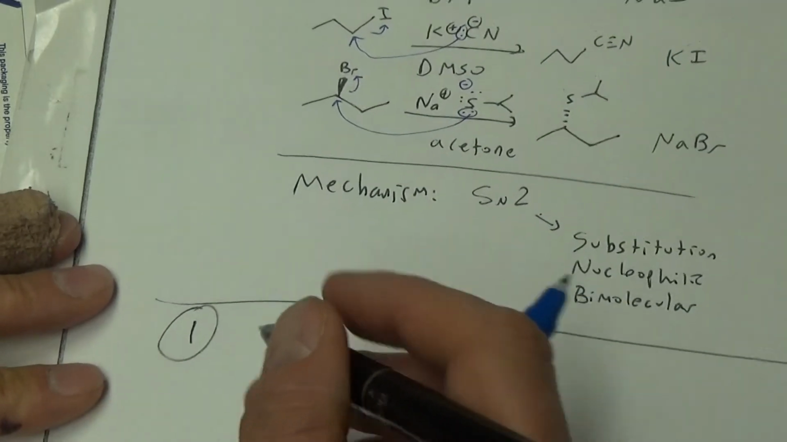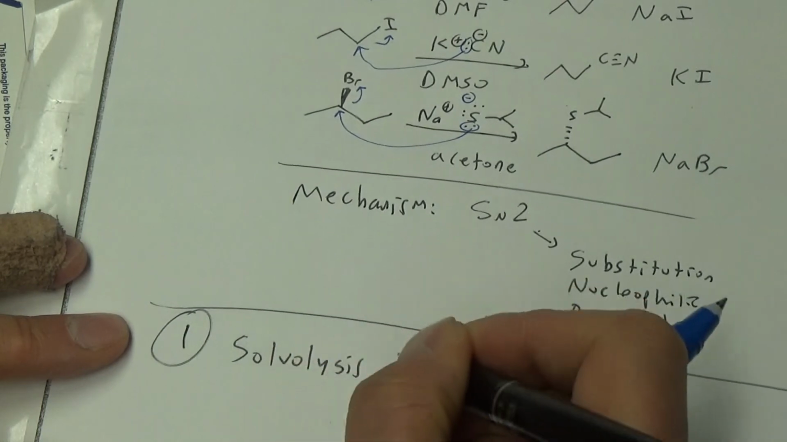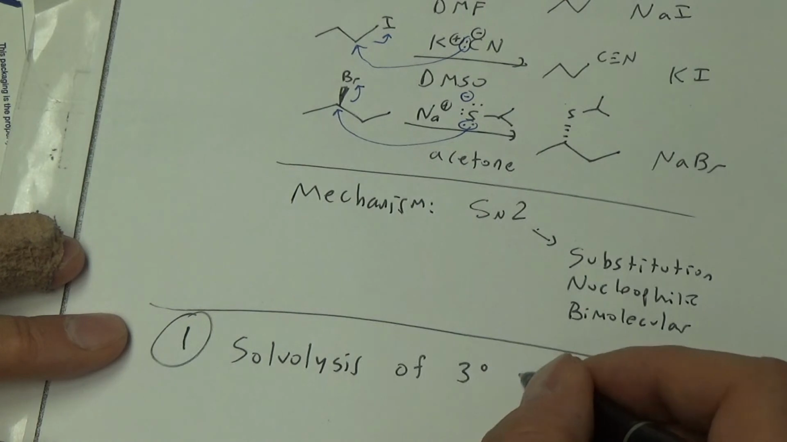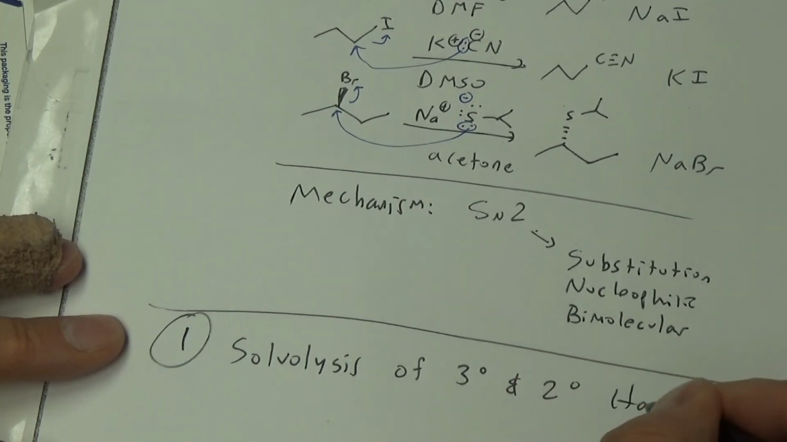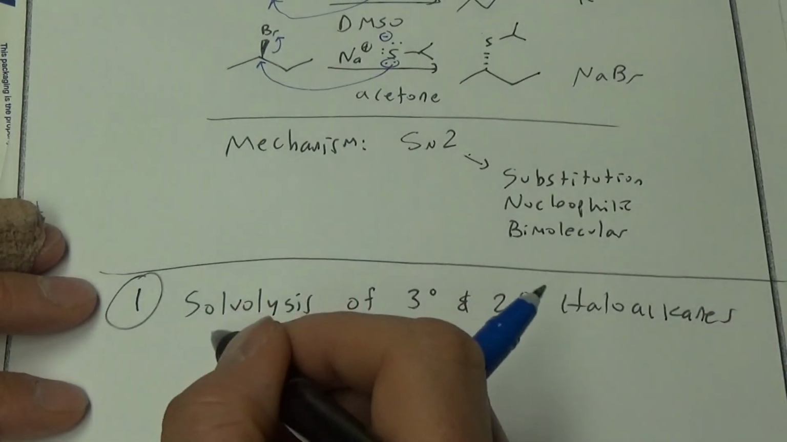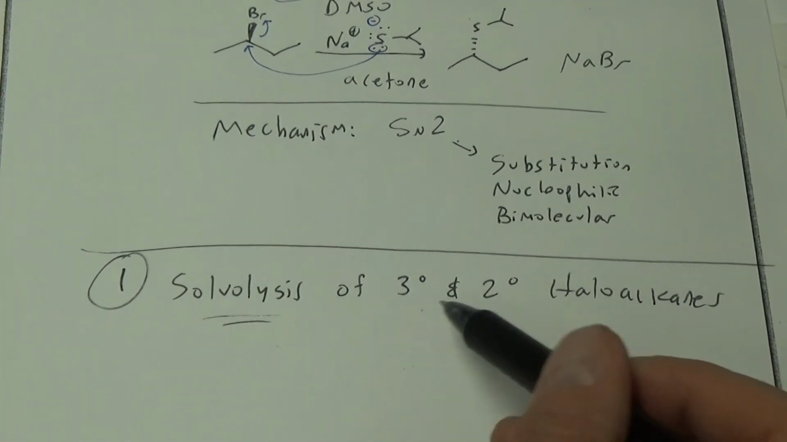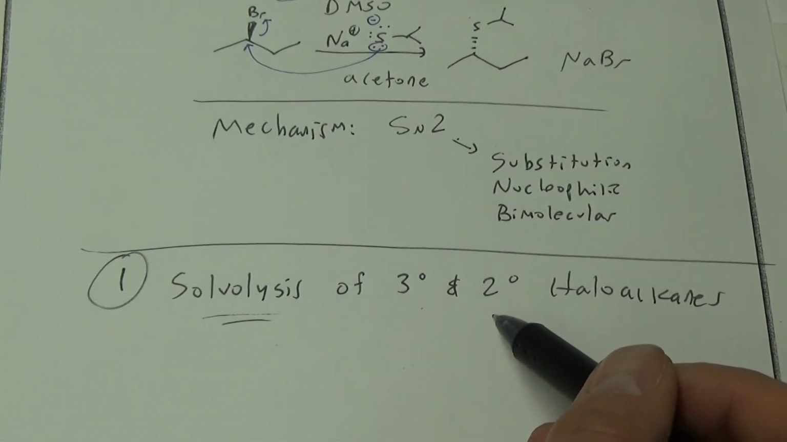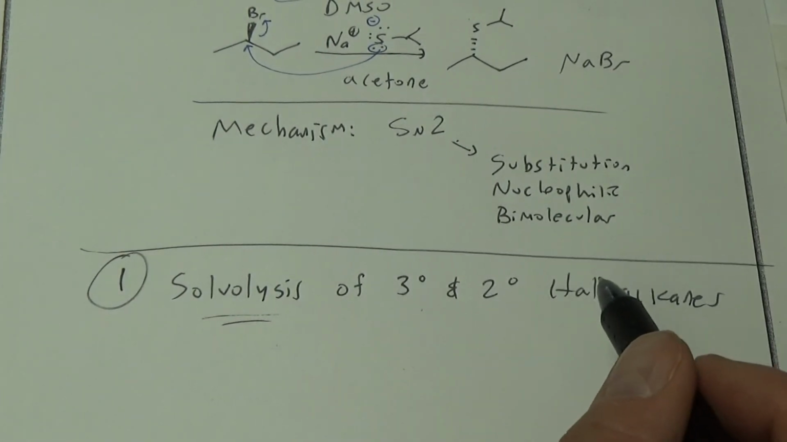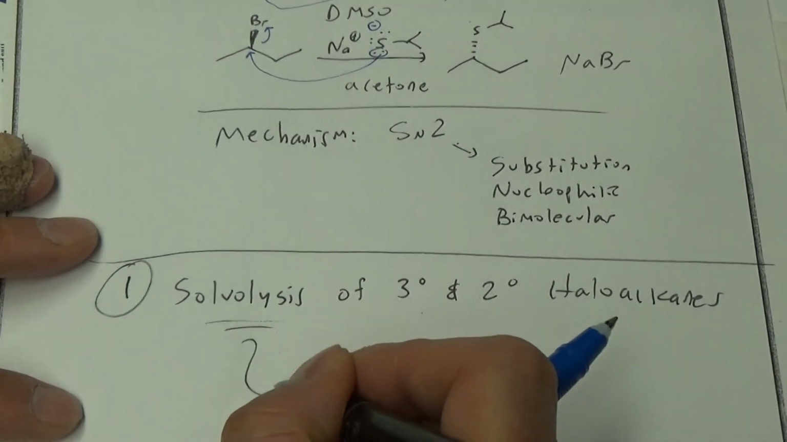Number 1 of chapter 7. We're going to talk about something called solvolysis. Solvolysis of tertiary and secondary haloalkanes. Okay, so first we've got to talk about what solvolysis means, and then interestingly this is going to be a reaction that occurs on tertiary and secondary, not primary, not methyl. So that's kind of a difference from the last chapter.